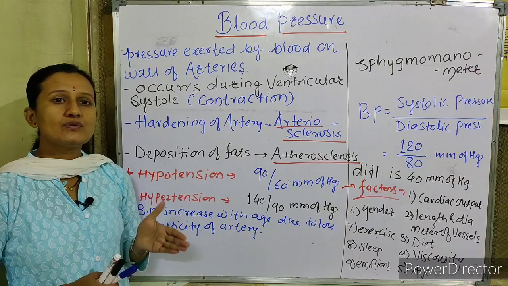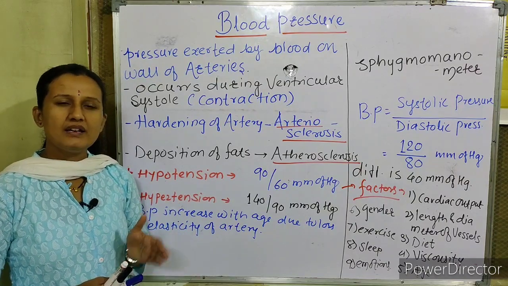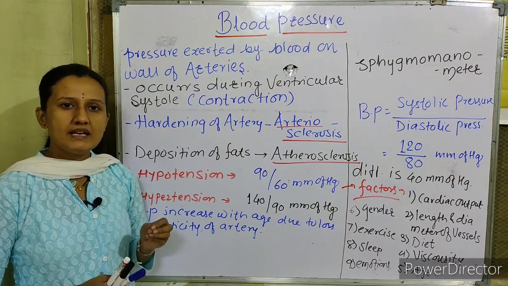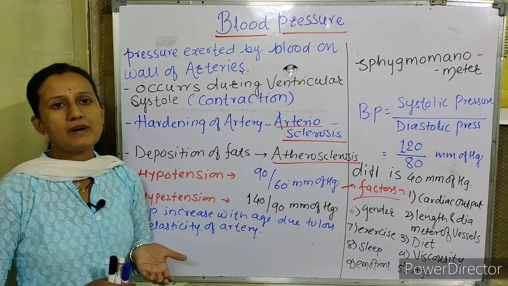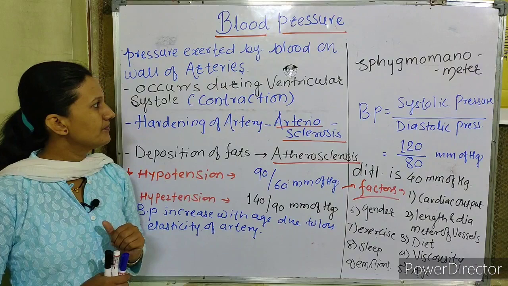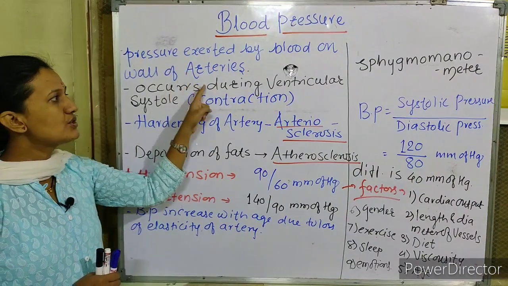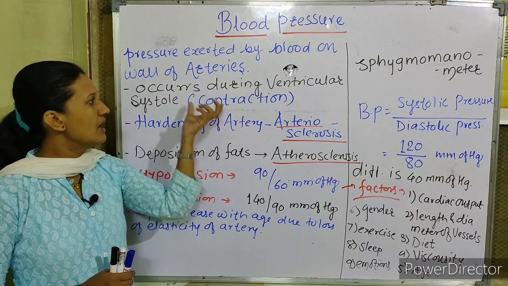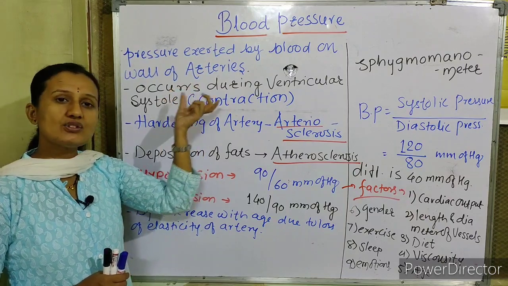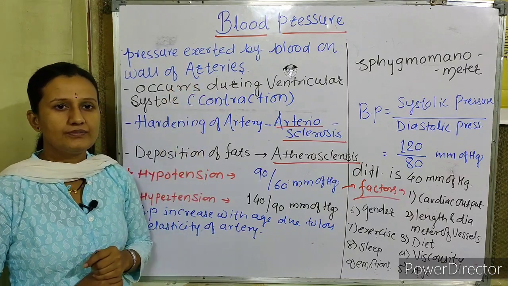And BP is one of the major points in every disease, in every disorder of the body. It is to be measured. It gets affected by the major points. It occurs during the ventricular systole. When the artery has the blood pressure, it occurs during the ventricular systole, or the contraction.